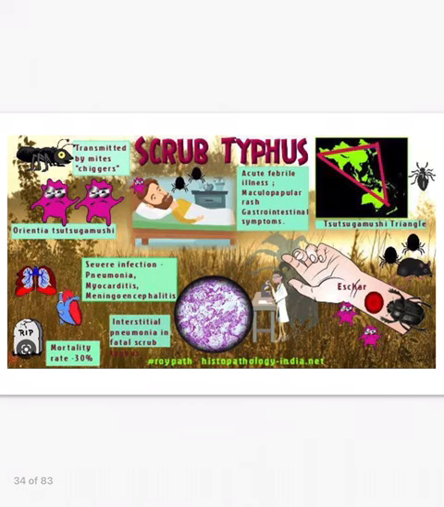If you want to see it in a pictorial representation, it is transmitted by mites known as chiggers, done. Caused by Orientia tsutsugamushi, done. It is a maculopapular rash, done, and it is found in the tsutsugamushi triangle, done. Eschar is present, this is already done, and it can cause interstitial pneumonia. I said the most common complication of scrub typhus is pneumonia, which can lead to ARDS, and the mortality rate is quite high, that is 30%. If you die, rest in peace, so that is RIP, guys.